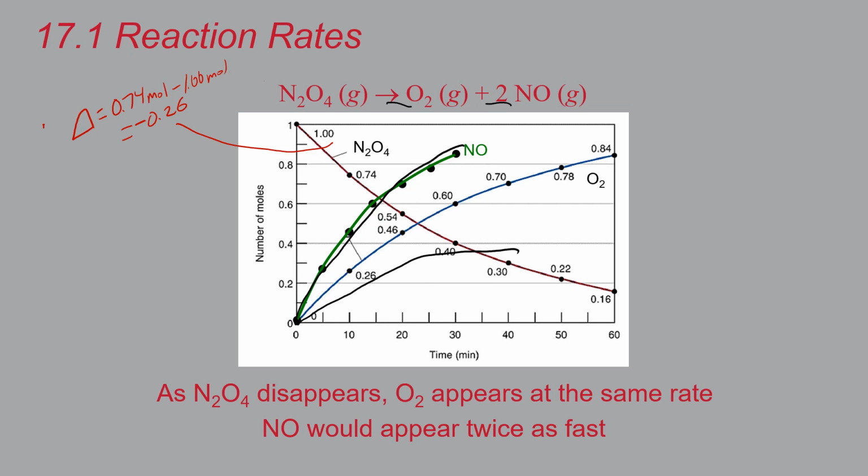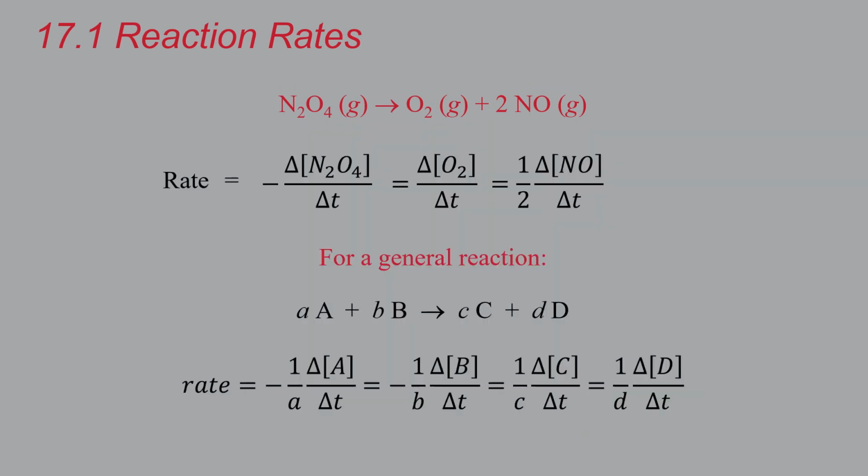All right. And this brings into account the last thing I wanted to show you as far as expressing reaction rates in terms of concentration changes: the stoichiometry needs to be accounted for, because clearly if you measure the rate of change of the NO versus the N2O4 versus the O2, you're going to get very different answers. And again, we want to get the same answer for the rate, regardless of which component we pick to express it.